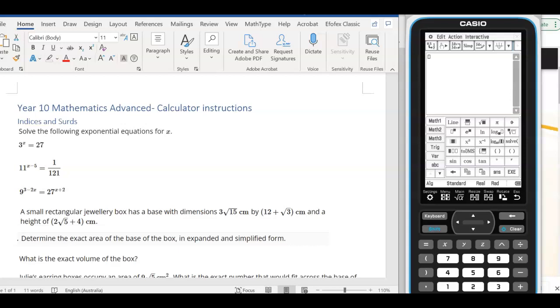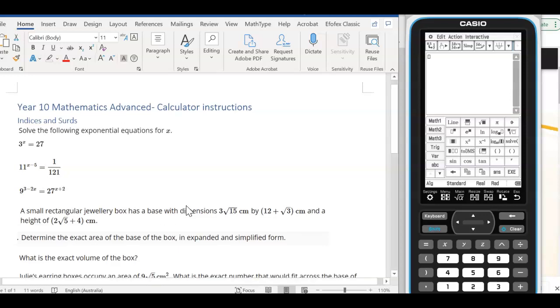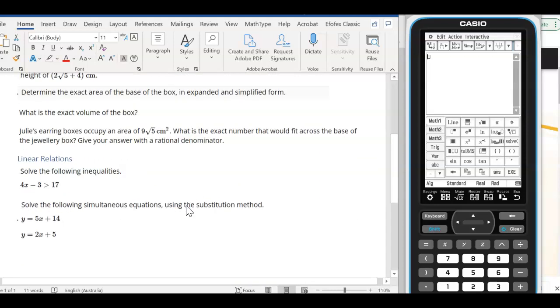Hi everyone, in this video we're going to go through just a few calculator instructions, mostly solve on your calculator. So if you have to solve an equation, a linear equation, or simultaneous equations, you can do that all on your calculator. Also just reminding you how to do surds on your calculator, and also indices. So there aren't too many questions on here.